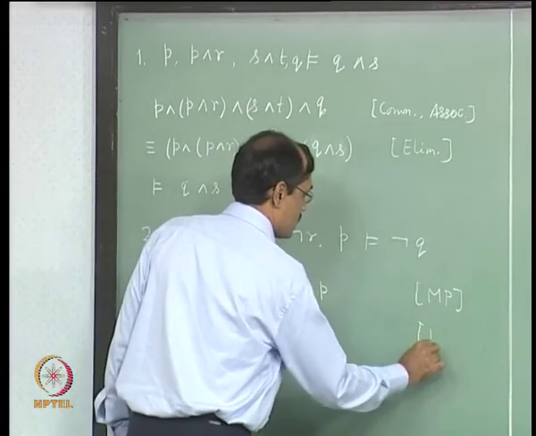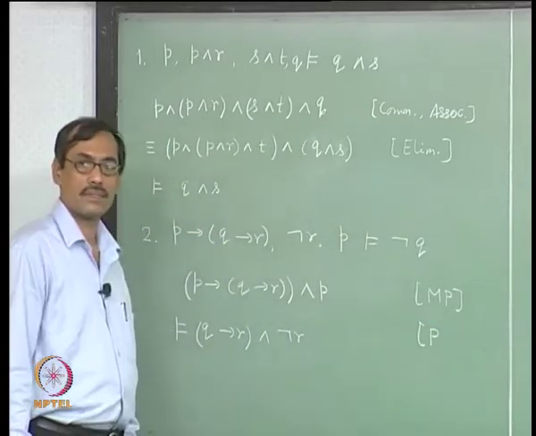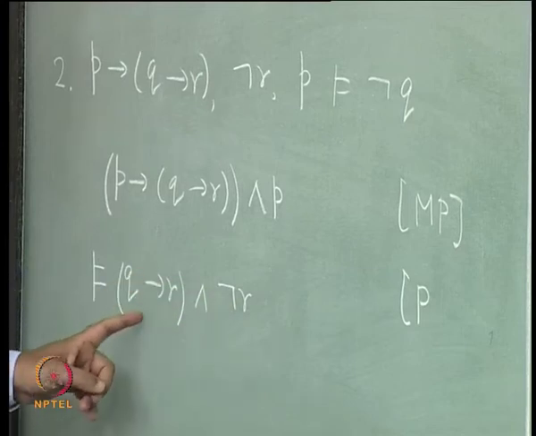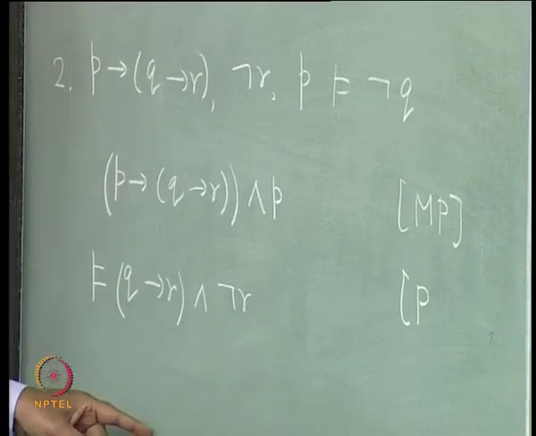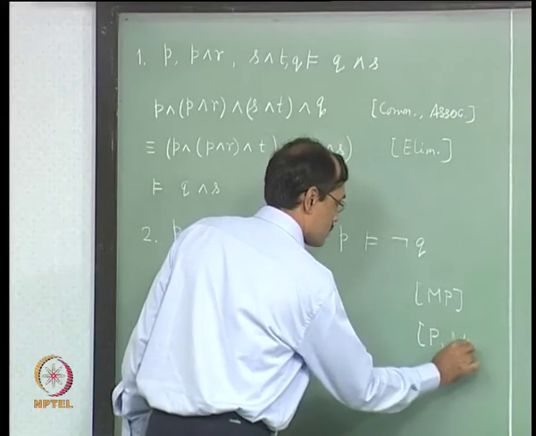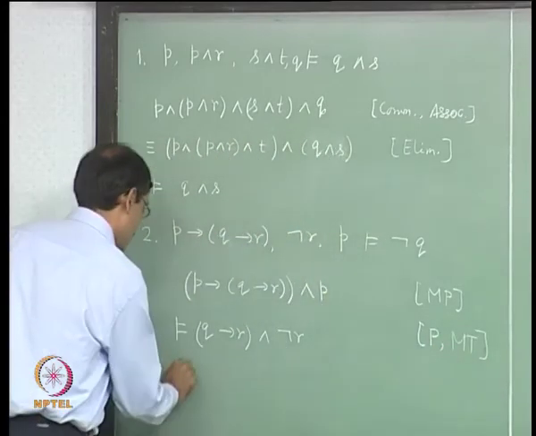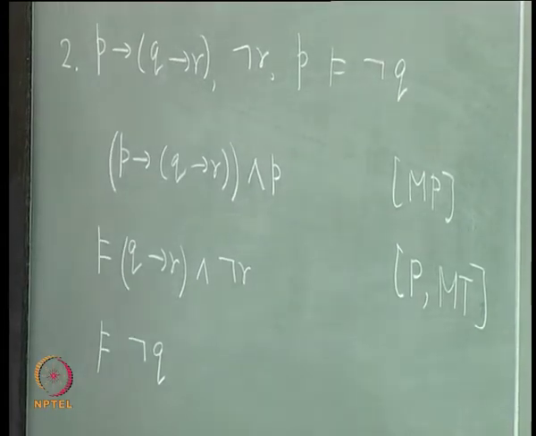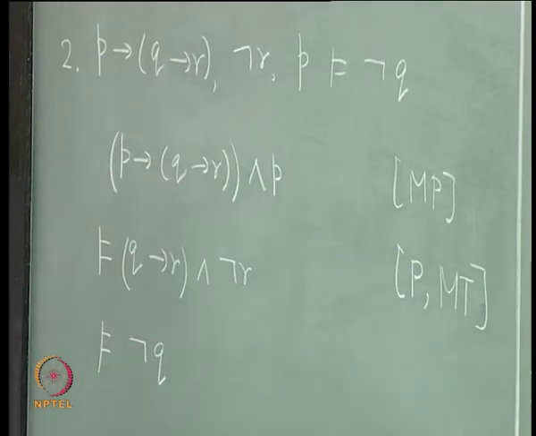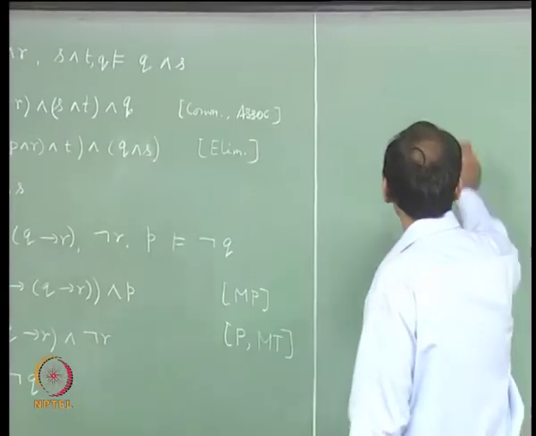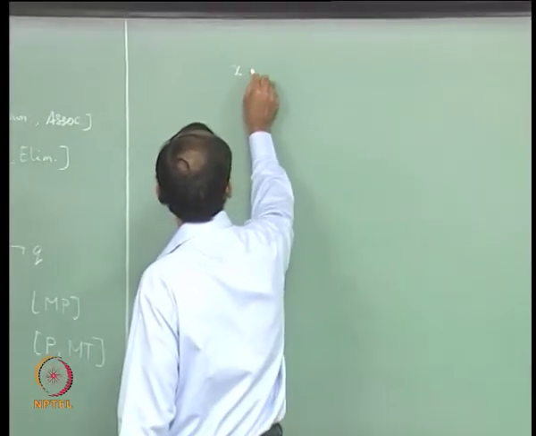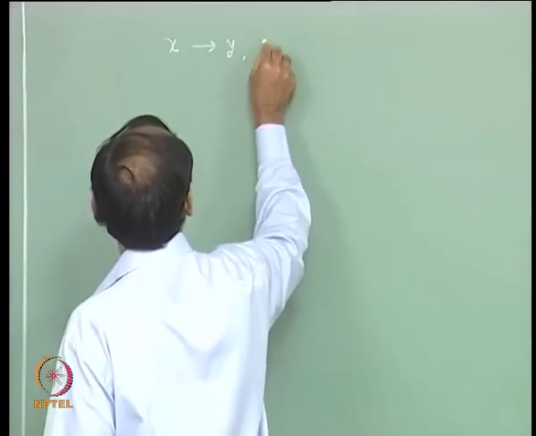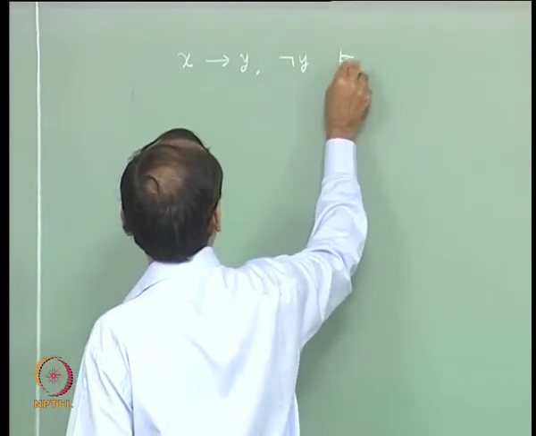So, here the first thing is you are using a premise. Next thing is you are using modus tollens to conclude the next sentence. So, you write modus tollens and this entails not Q. That is the end of it. Modus tollens says x implies y, then not y, this entails not x.